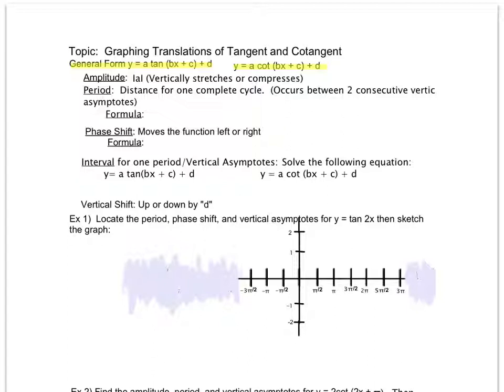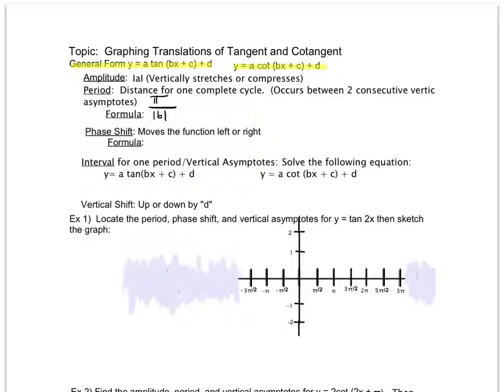The period is still going to be the distance for one complete cycle. It's going to fall between two vertical asymptotes, so oftentimes you'll be asked to find the vertical asymptotes. The formula for period, if you think about sine and cosine, we took the traditional period of 2 pi and divided by b. Well, if you look at your graphs of tangent and cotangent from the previous video, notice that tangent and cotangent have a period of pi as opposed to 2 pi. So for that reason, our formula is going to change slightly, and it's going to be pi over the absolute value of b instead of 2 pi over the absolute value of b.